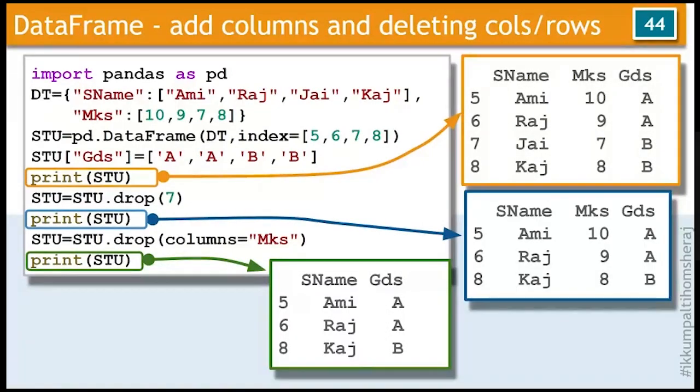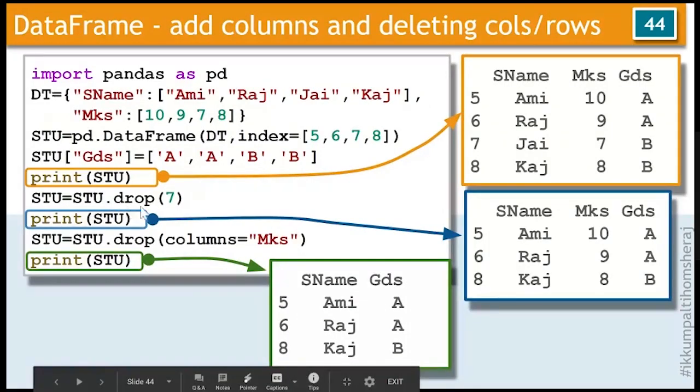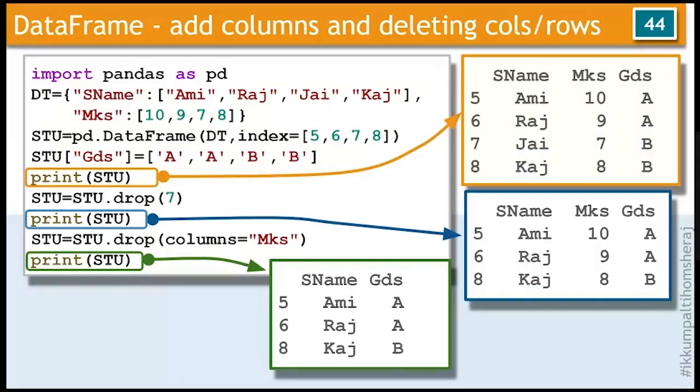Basically, you have to understand the command is going to be the same. If you do not specify anything here, it will be considered as deletion of a row. And if you want to drop a particular column, you have to specify columns as the named parameter and specify which column you want to drop. Drop means delete.